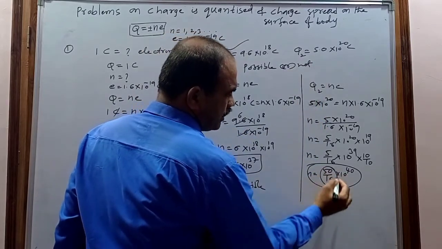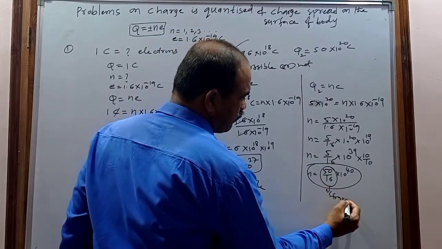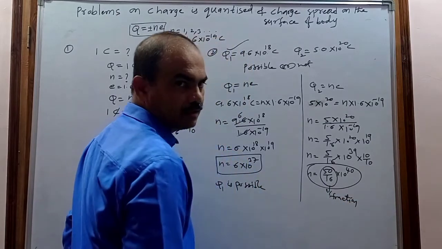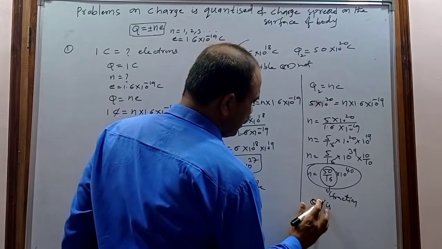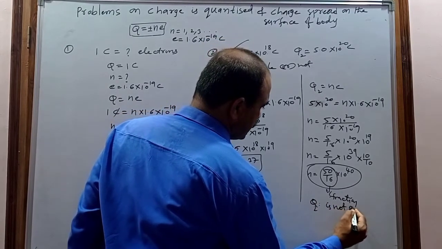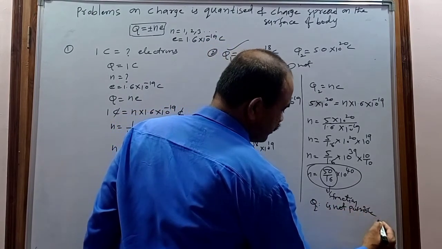This 50/16 is a fraction. So that's why Q2 is not possible. That charge cannot exist in nature.